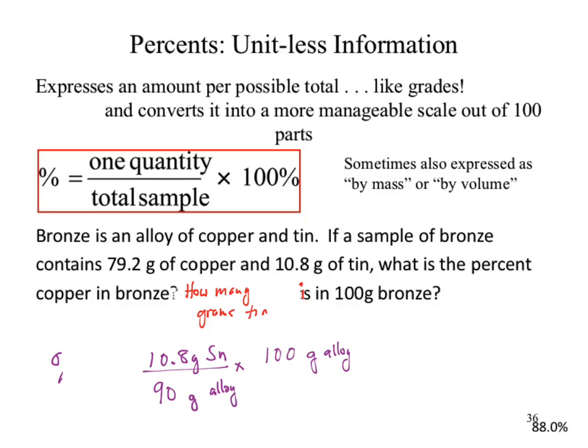What happens to the unit of grams of alloy? One's in the numerator, one's in the denominator. They cancel. What units would I be left with? Grams of tin. Grams of tin. What was the answer I wanted? Grams of tin. Hallelujah. There's my answer.